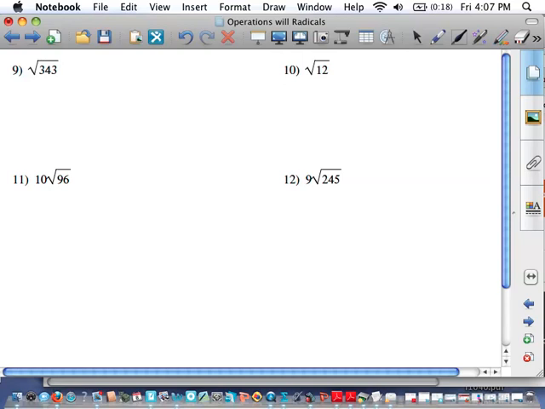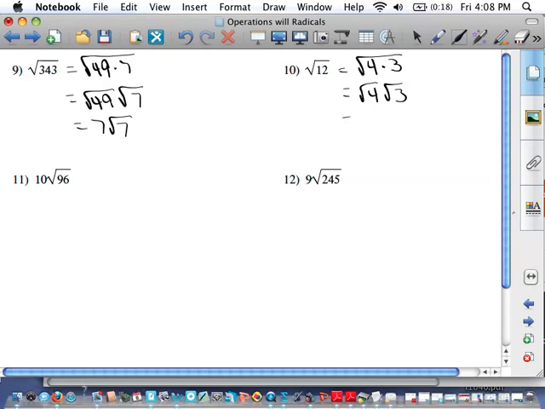343 divided by 7 gives me 49. So the factors of 343 would be 49 times 7. I can write that as the square root of 49 times the square root of 7. Square root of 49 is 7, so 7 root 7 is my answer. Number 10, I recognize that 12 can be broken down into a factor of 4 and 3. I have the square root of 4 times the square root of 3, which gives me 2 root 3.